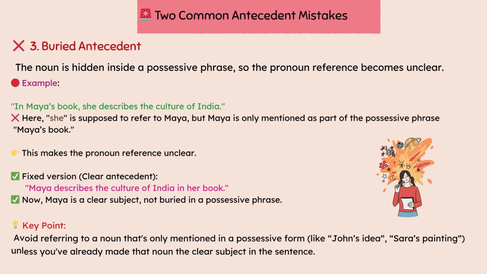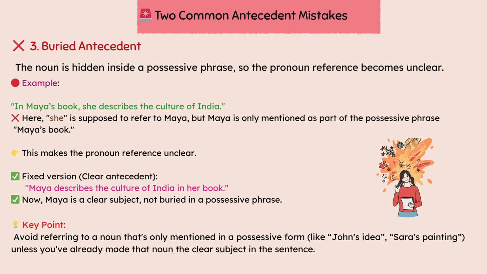Now let's look at another common mistake. Number 3, buried antecedent. This happens when the noun that the pronoun refers to is hidden inside a possessive phrase, like Maya's book or John's idea. Because it's not a clear subject, the pronoun seems to refer to nothing specific.